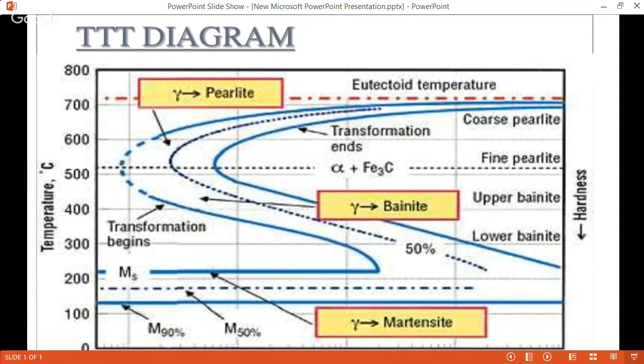So in the TTT diagram, we have specially taken four types of structure. The first one is the pearlite, which is divided into three types: coarse, fine, and medium. The second is the bainite structure, which also has two types: upper bainite and lower bainite. And the last one is the martensite structure.